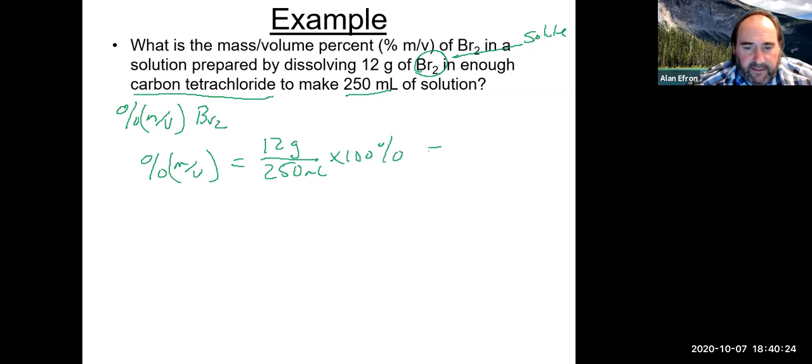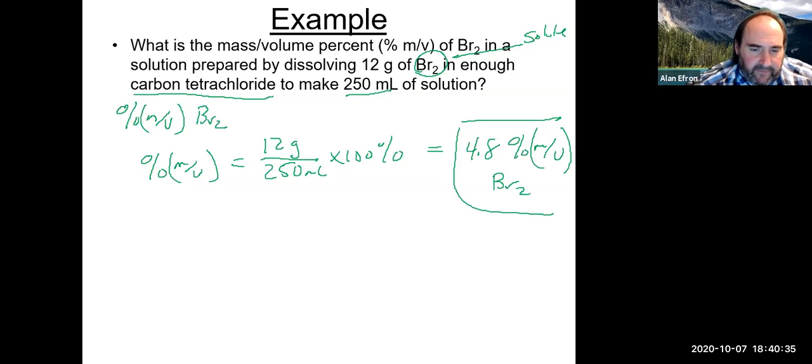And I believe you do get the 4.8% mass to volume of Br2 in this particular case. And again, like I said, we oftentimes will get rid of those units and stuff like that.